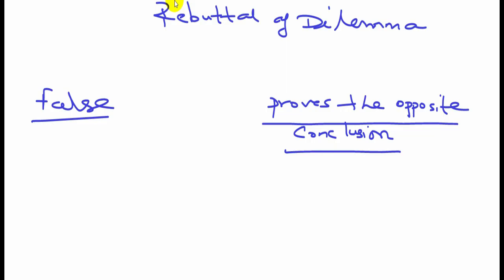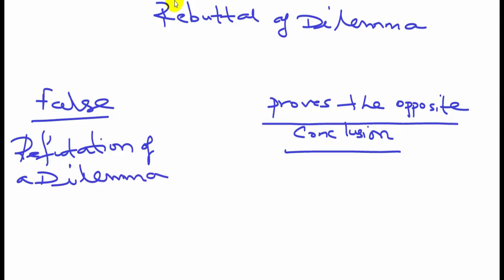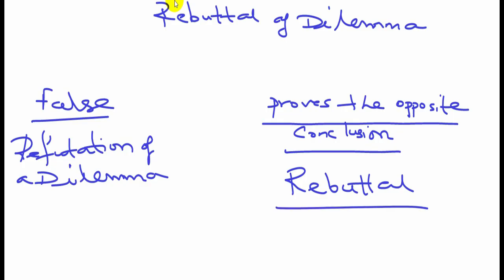The former is called refutation of a dilemma. While the latter is called its rebuttal. We shall deal with the rebuttal first. The rebuttal of a dilemma consists in presenting a counter dilemma which proves the opposite conclusion.